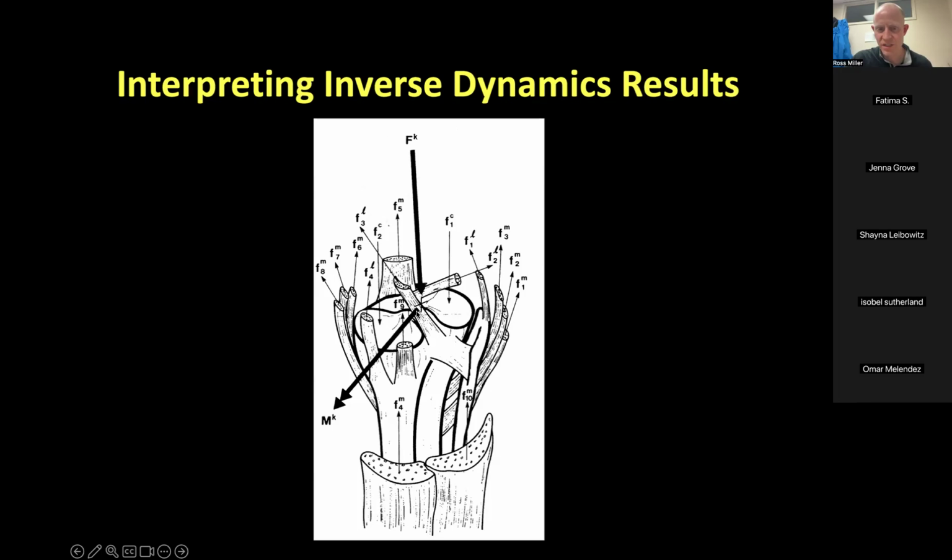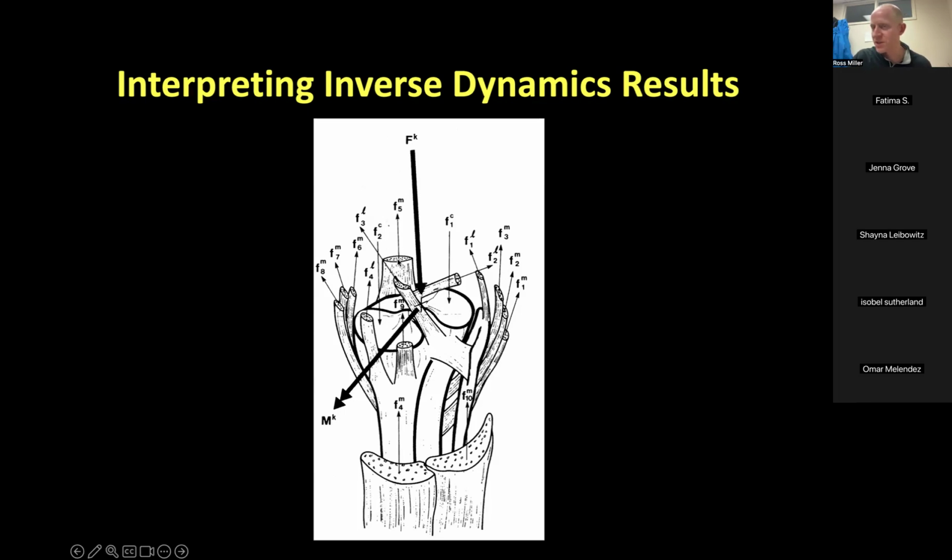Right? So this net moment at the knee from inverse dynamics is the sum of all the moments produced by all these little forces that span the knee. And similarly, this net force from inverse dynamics, it's kind of tempting to interpret that as the compressive load in the joint, but it's not.